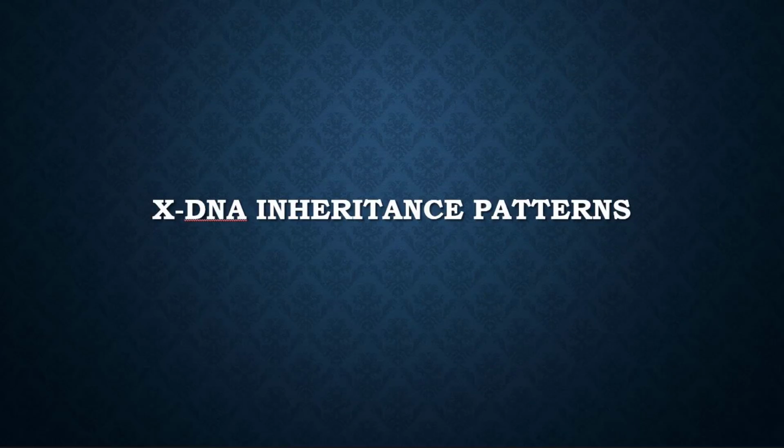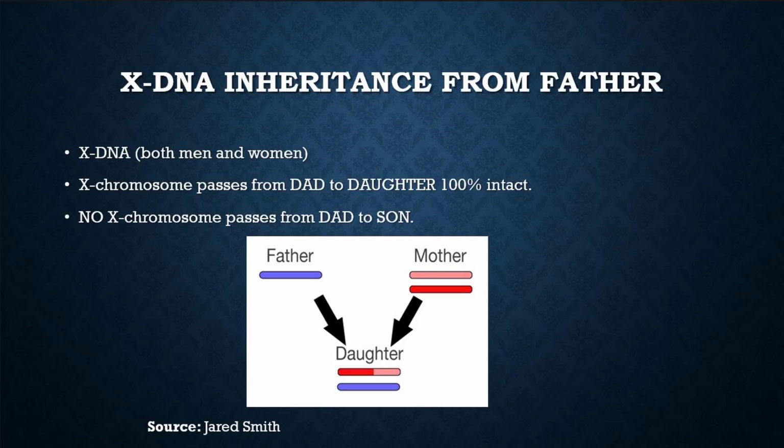Okay, so let's talk about the different kinds of X inheritance patterns. Remember I said earlier that males have a different pattern of inheritance than females. So let's talk first about a daughter. Both men and women have xDNA, but women have two X's. One is completely intact from father. Do you see where it's blue there? Father's xDNA, and it's blue. It's completely the same, an identical chromosome. That's because his xDNA comes in his sperm. So it's the same X that he already has.